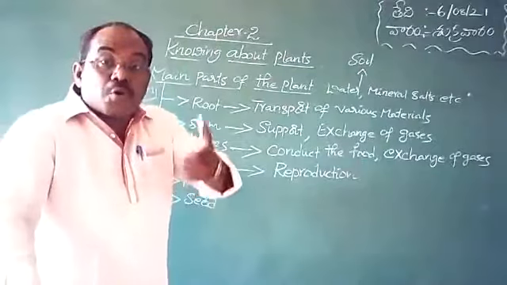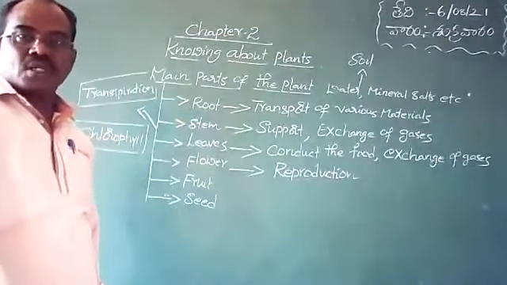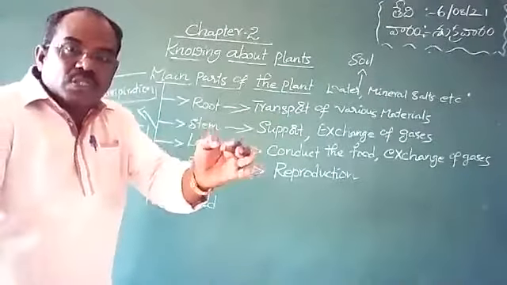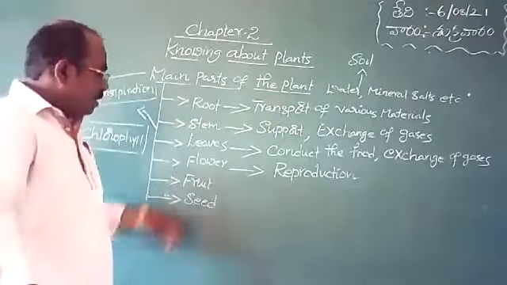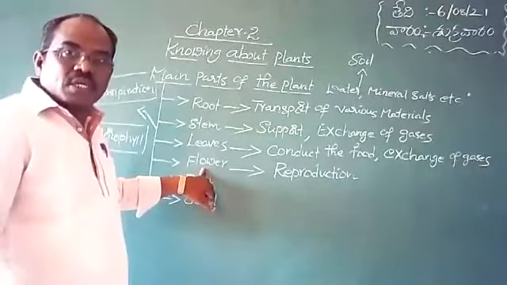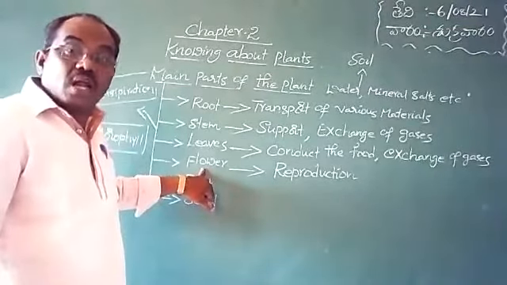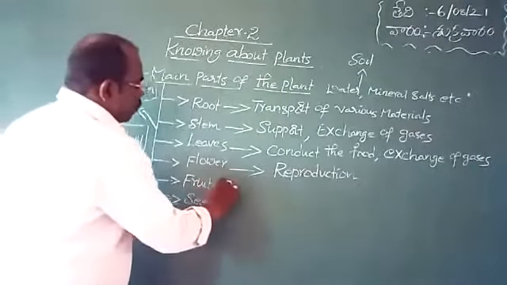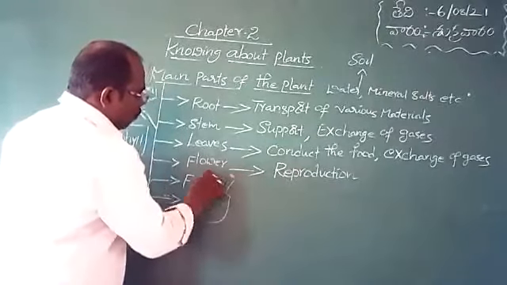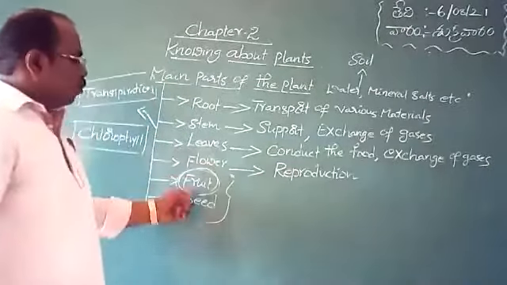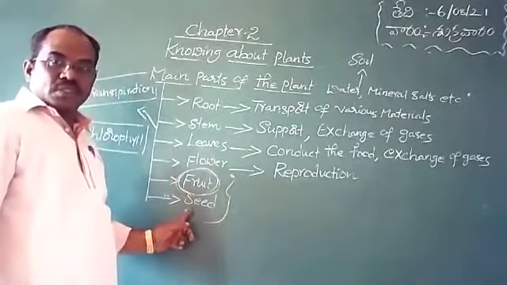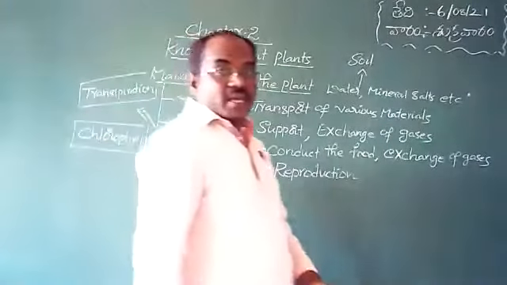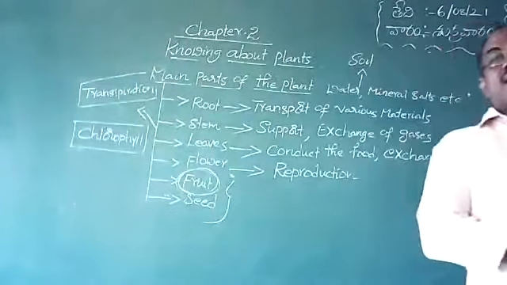Reproduction means can produce young ones. The parent plant gives daughter plant with the help of flower. Next, fruit and seeds. Fruit contain seeds. These are the parts of the flower.